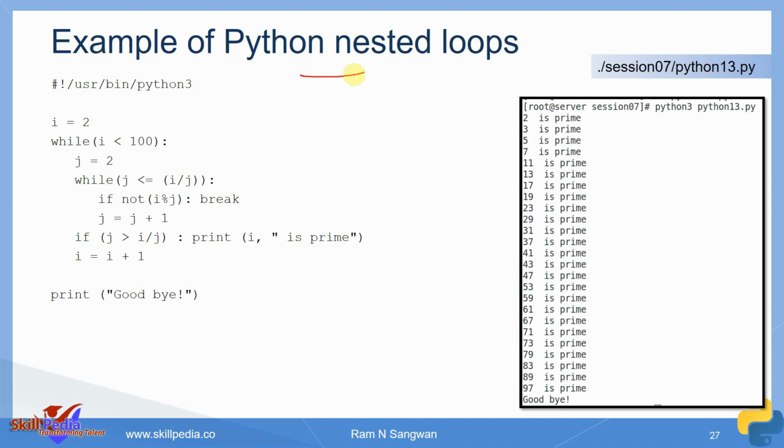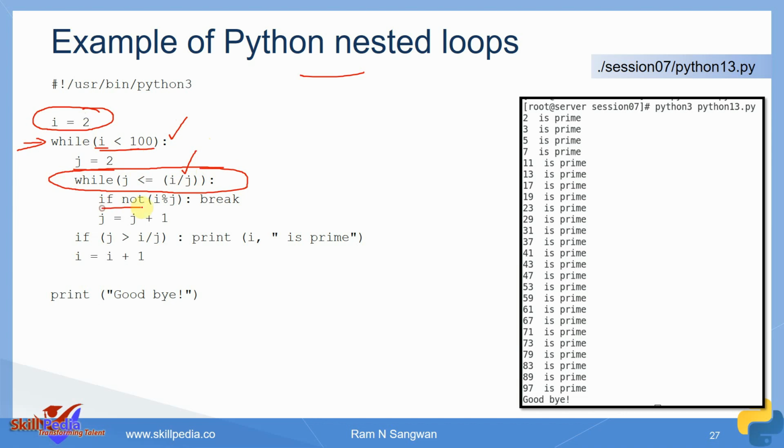Example of Python nested loop. We are actually trying all the numbers which are prime numbers between 1 to 100, and it's checking all the numbers whether they are prime or not. I equal to 2, so from 2 to 100, j equal to 2, and we are comparing the same while j less than or equal to i divided by 2. And this is what I was talking about. You can fine tune it.